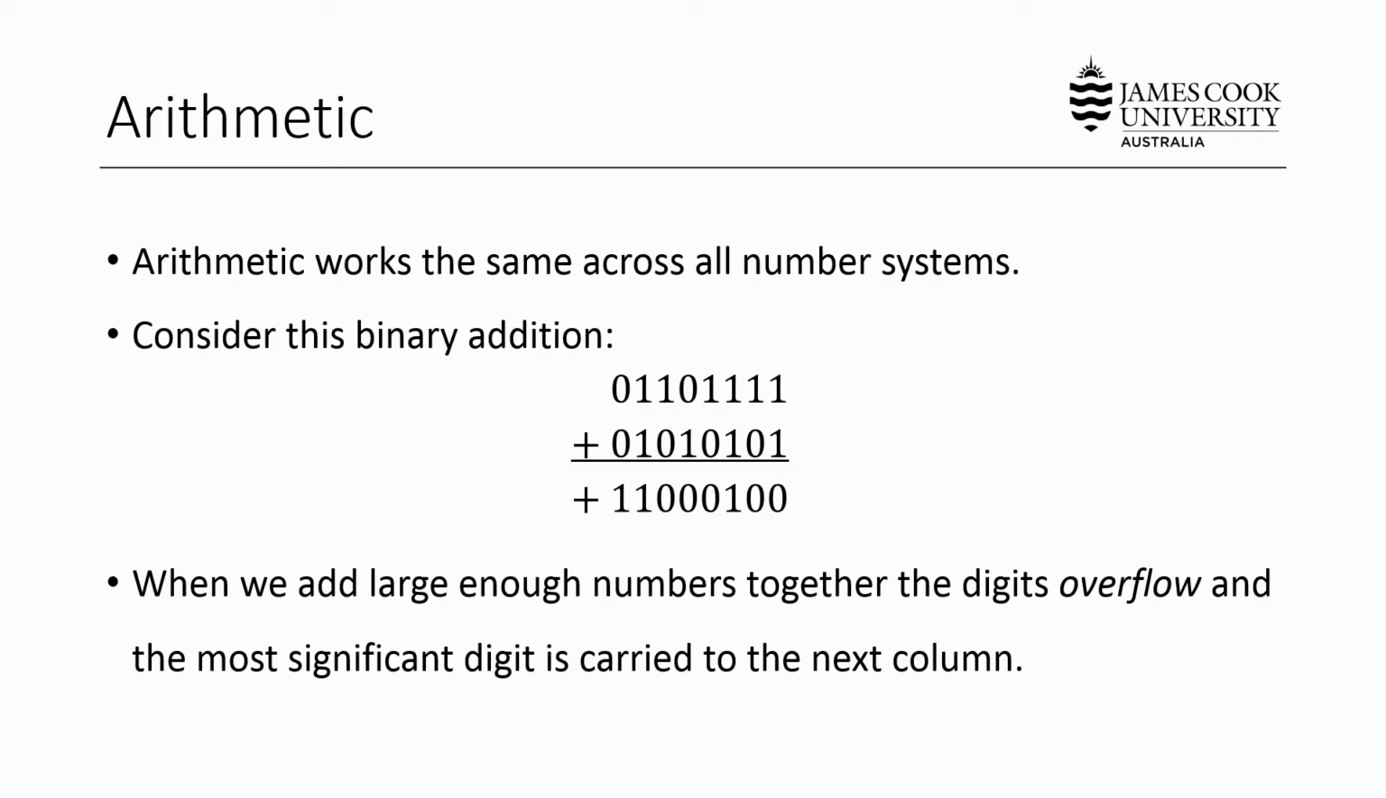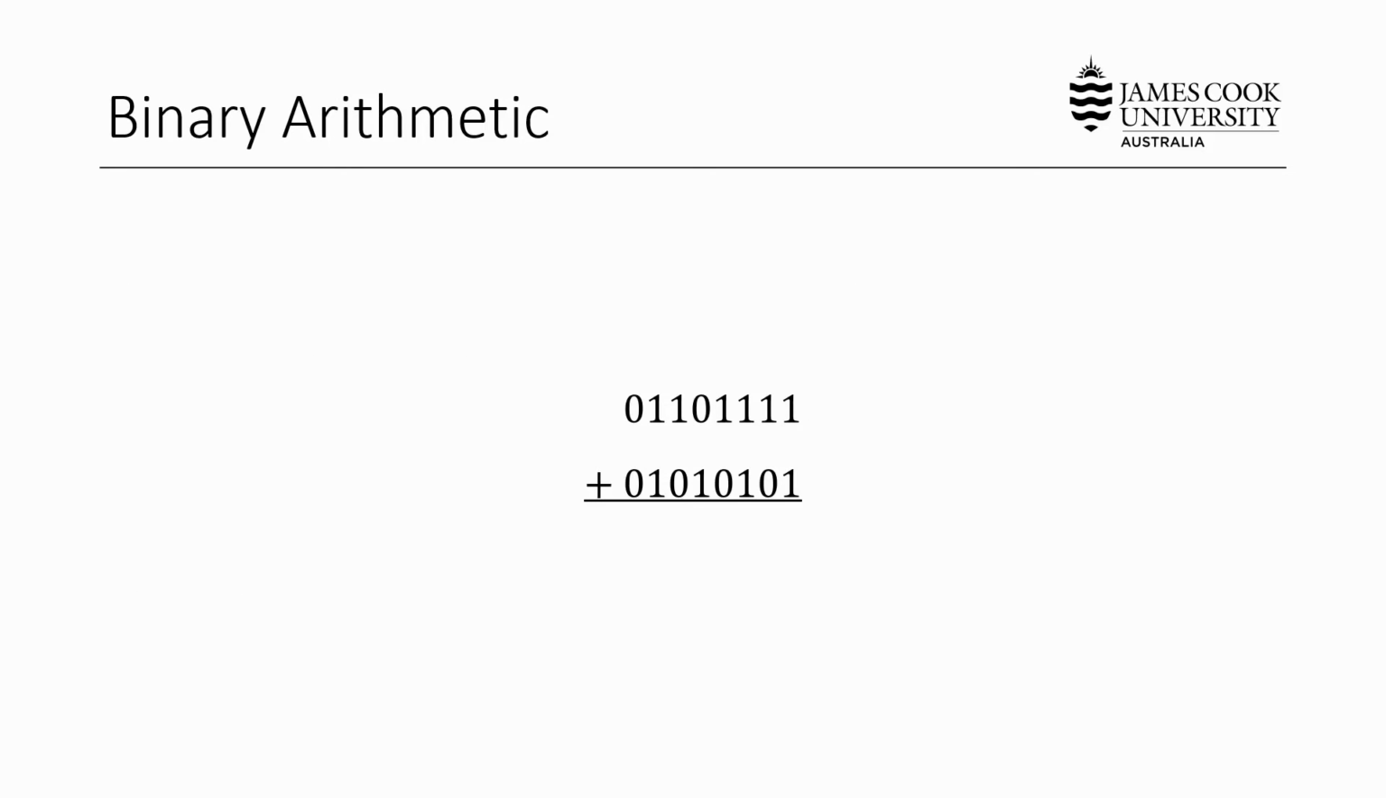For binary, we can only count 0 to 1, representing 2 values. So we add our first digits on the right and carry over the 1 if the sum is equal to or greater than 2. When we add large enough numbers together, the digits overflow, as I talked about, and the most significant bit is carried. So let's step through this calculation. First we want to look at the sum of these 2 values. 1 plus 1 in binary, what would that be?